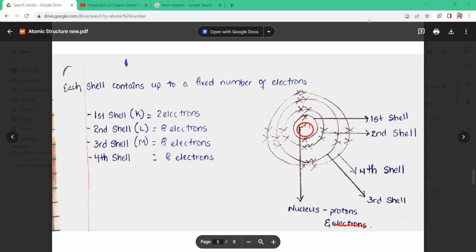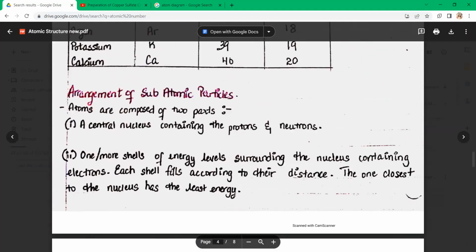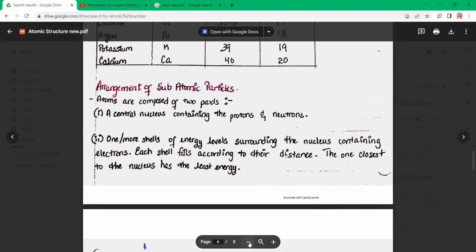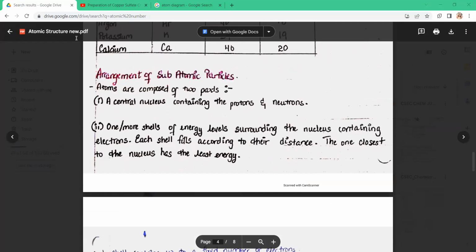So what I'm going to do now is teach you all how to draw the atoms. But before we do that, I want to give you the notes. Then we're going to go into the example. So we will take down one example at a time. Going back here, you're taking down the arrangement of the subatomic particles. When you finish with this, you let me know so I can slide it down for you.